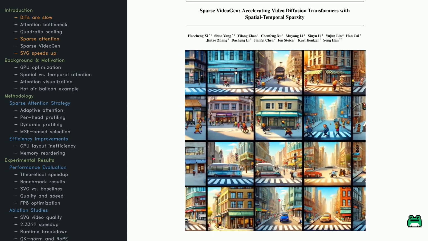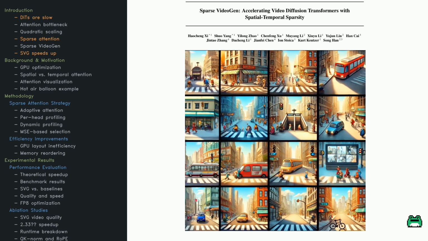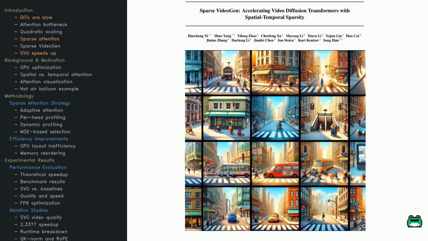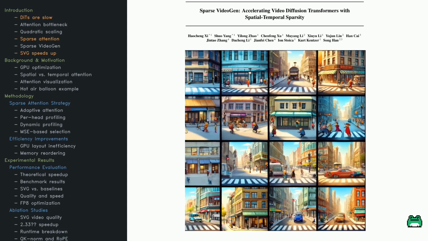It figures out which pixels need attention and skips the rest. As a result, videos render 2 times faster, and they still look amazing. Ready to see how it works? Let's dive in.